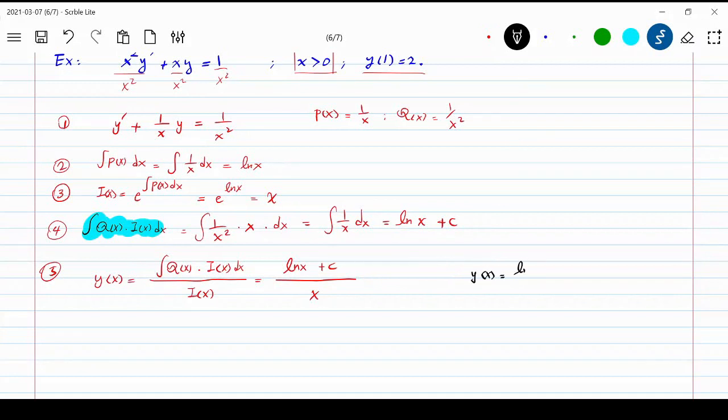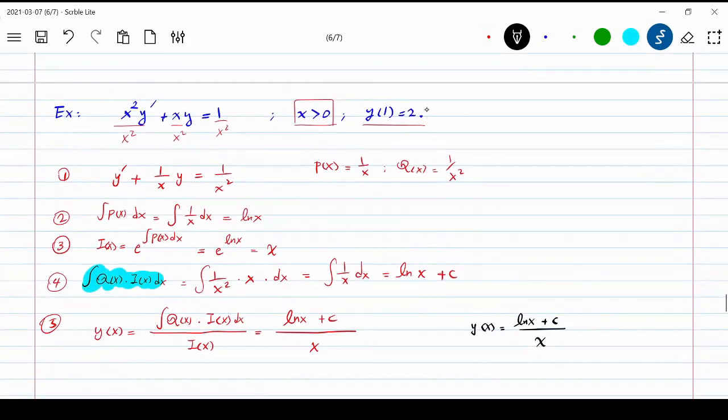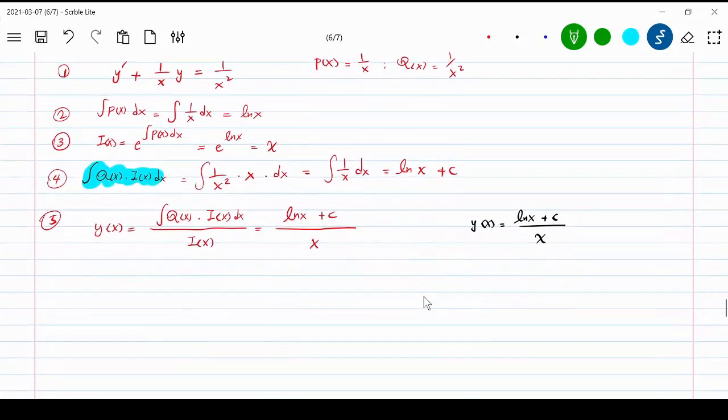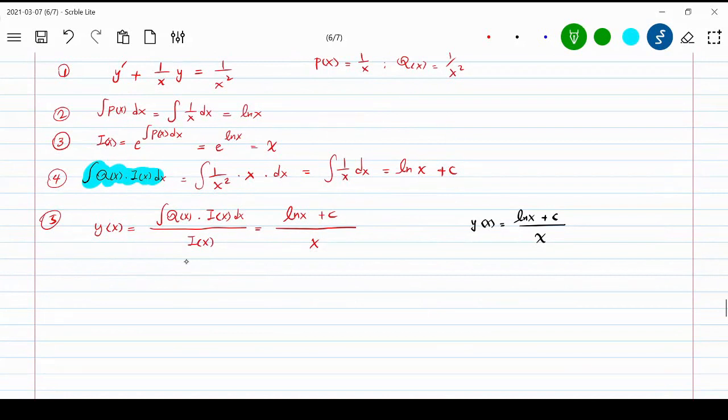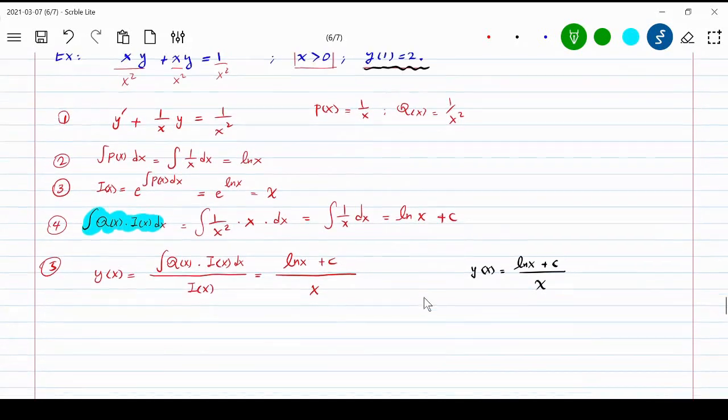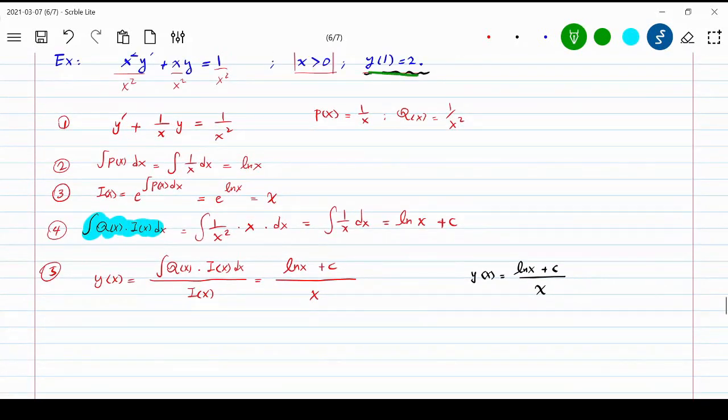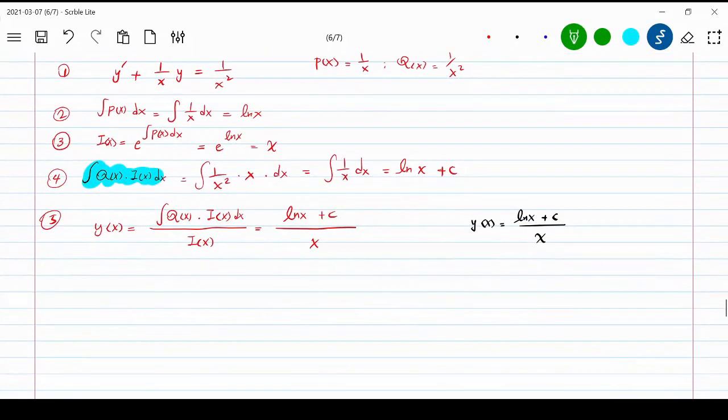It's simply (ln x + c)/x. But now, given this particular information, y(1) = 2, I can find the constant c. So how do I find the constant c? I will use the fact that y(1) equals 2. It means if you replace 1 for x, you should get 2.